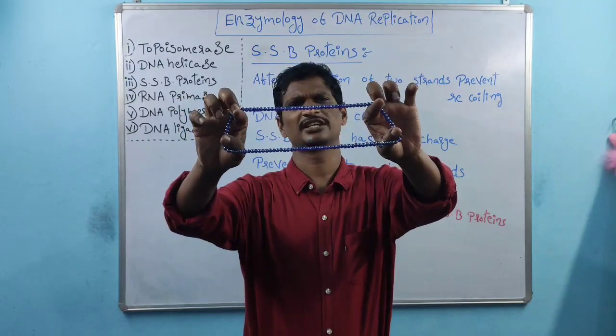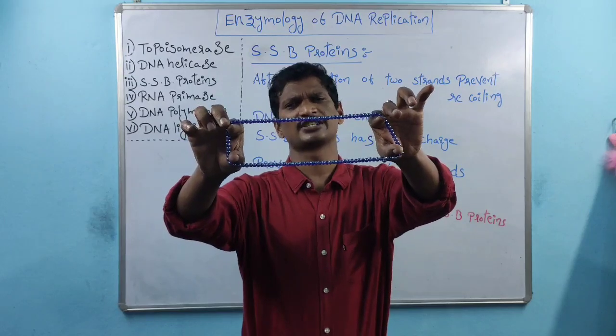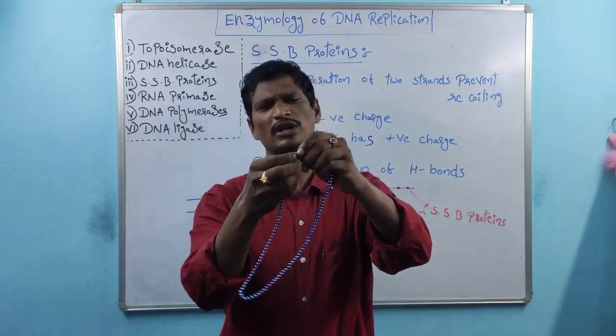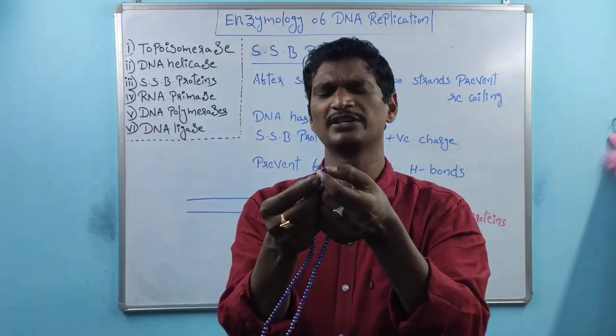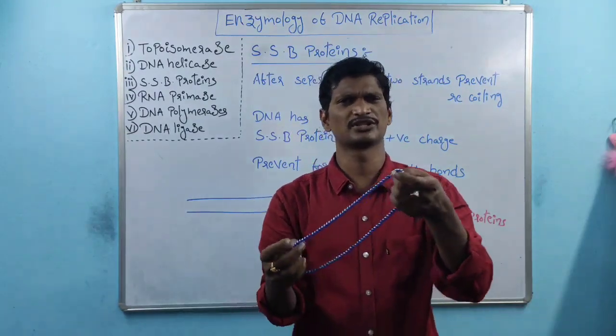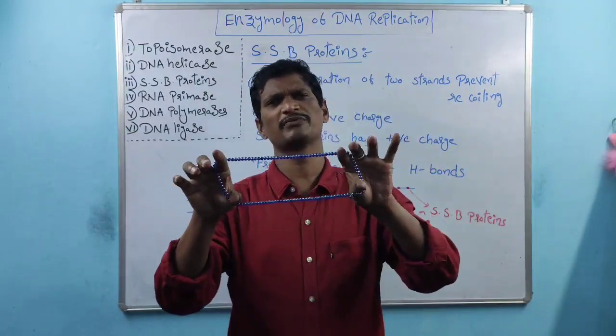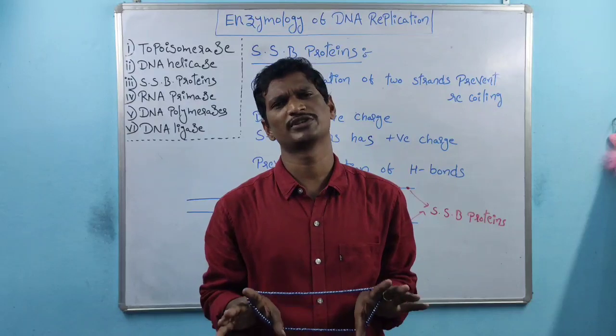The beads-like structures here indicate SSB proteins. Each blue color bead is there, right? Each bead indicates SSB proteins. So the SSB proteins prevent the hydrogen bonds formation.